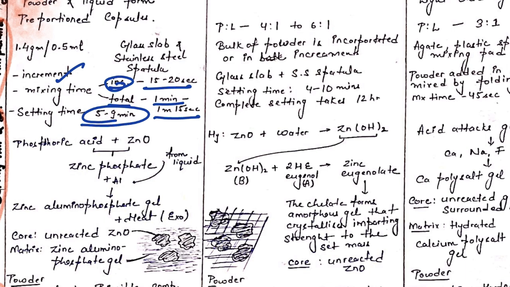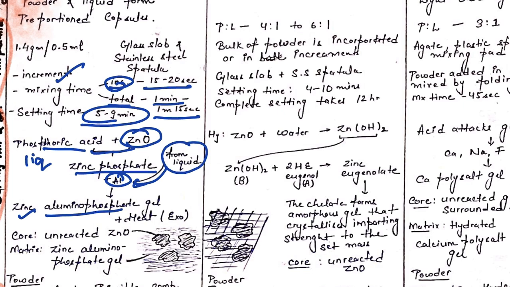Now coming to the setting reaction. So what happens? The liquid is phosphoric acid, okay, and the powder contains various other things. We'll discuss that in the composition, but it also contains zinc oxide. So you mix these together and you get an acid base kind of reaction, okay? So this forms zinc phosphate. Now the powder also contains aluminium, the liquid also contains aluminium. So the aluminium from the liquid will come in and it will form something called zinc aluminophosphate gel, okay?